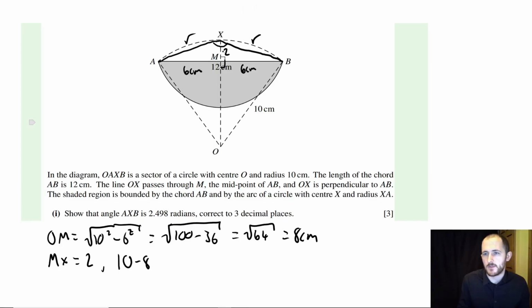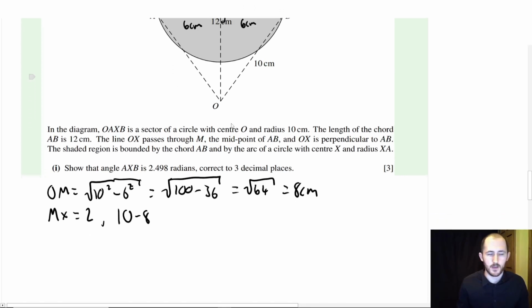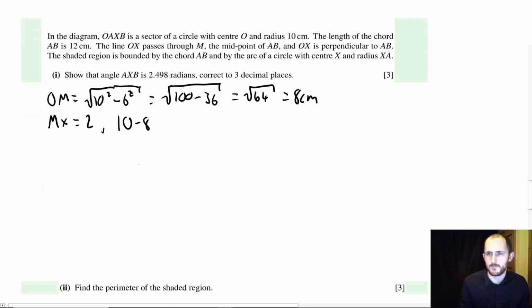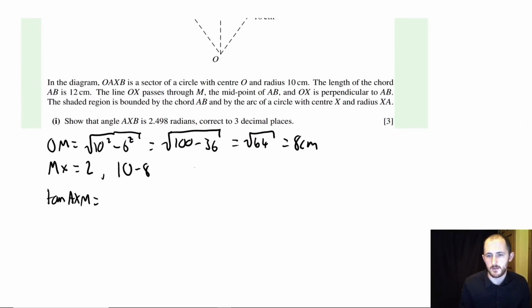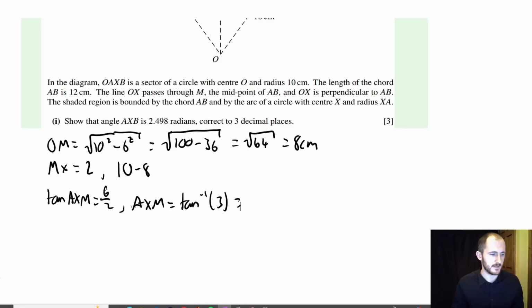We have 2 here, this little bit there, and that's 6. We want to work out this angle, so that is the opposite and the adjacent, so we're looking at tan. Okay, so what we're looking at is tan AXM is equal to opposite, which is 6 over 2. And again, remember, we want the answer in radians. And can you see that 6 over 2 is just 3, so I'm not going to bother writing the full thing.